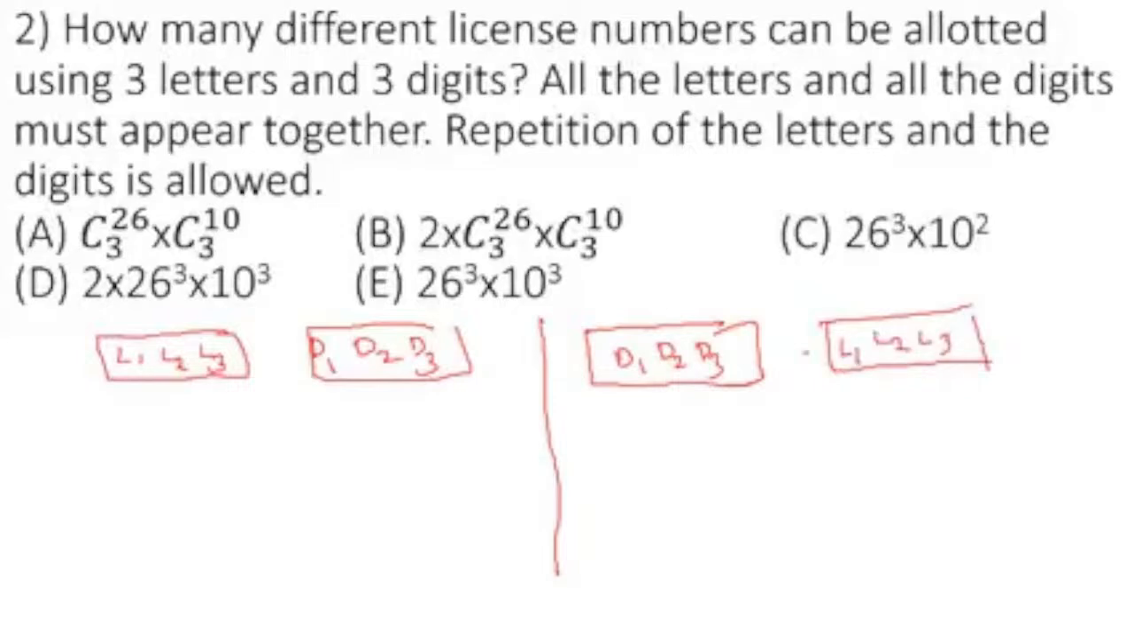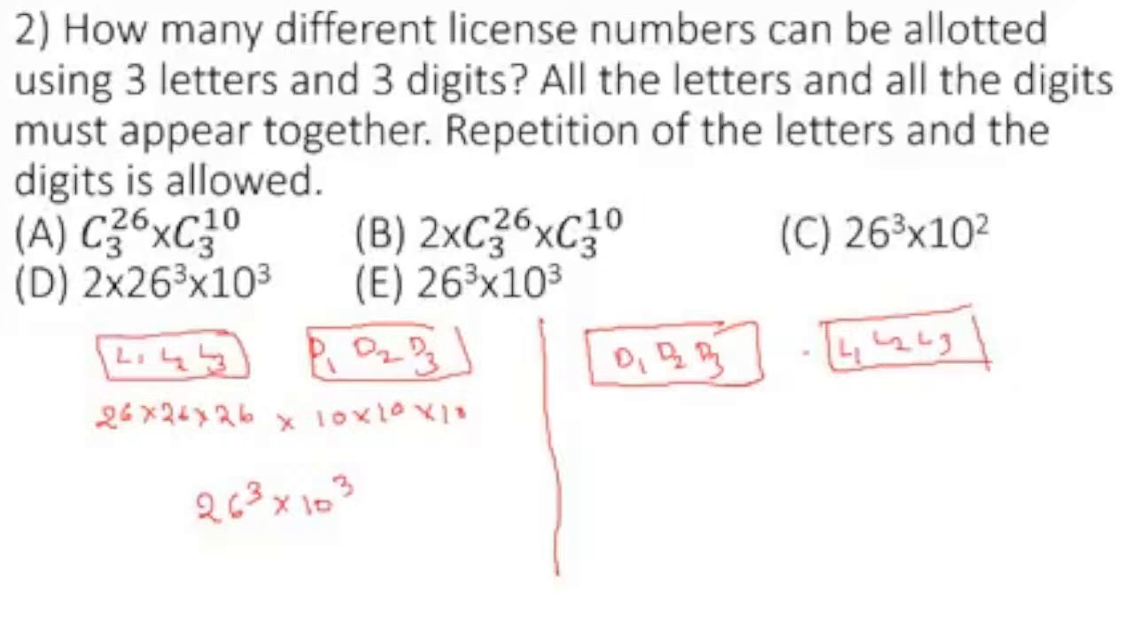So letters means I have 26 letters. So 26 into 26 into 26, multiplied with digits. Remember, 0 to 9, I have 10 numbers. So 10 into 10 into 10. So which will be 26 cube into 10 cube here.